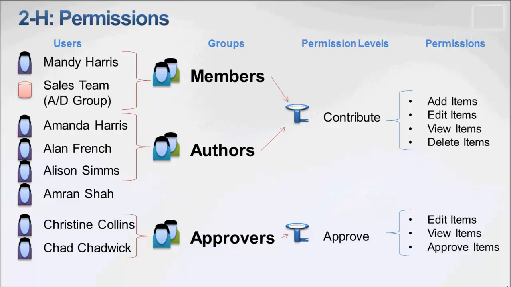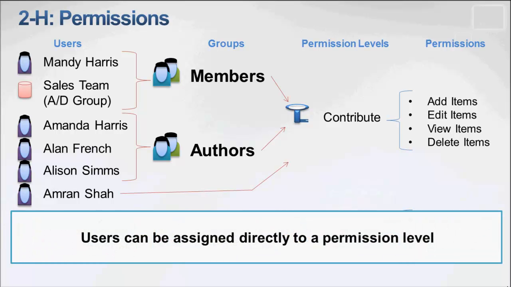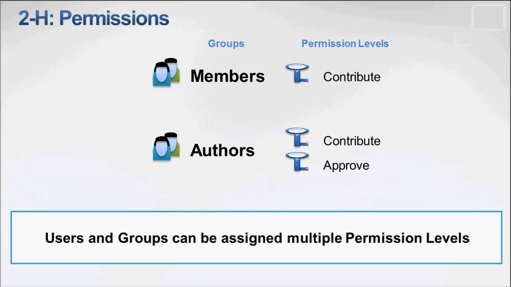So here we have our users on the left there. We also have this security group, which is an Active Directory group called Sales Team. And if you look carefully at Amran Shah, he's been directly associated to a permission level. Now this is possible. It's not very common, but there are some advantages where you may require to do this. So groups can have multiple permission levels assigned to them.